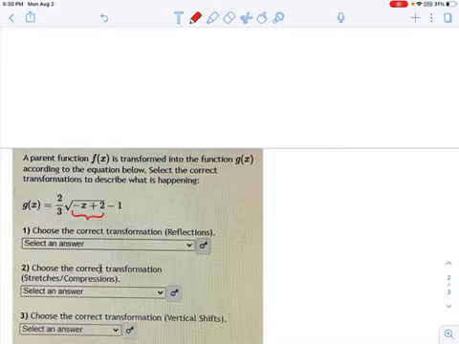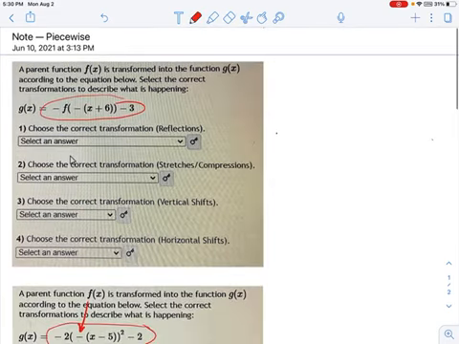It has a negative x plus 2. You don't have that negative pulled outside the parentheses. So we're going to go over how to deal with each of these, starting with the first one.